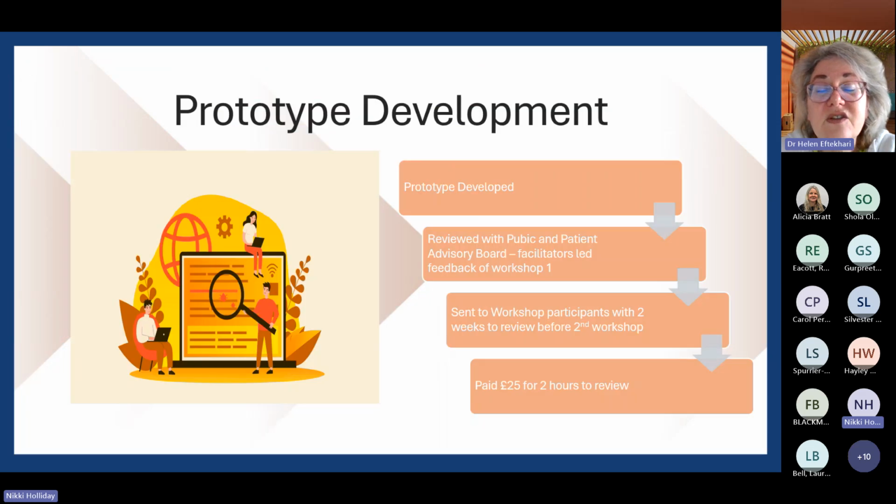Then, after the workshop, I went away and developed a prototype intervention and discussed it with the PPI board. The two facilitators who had been part of the workshops also fed back, and that helped ground me in the discussions that had taken place in the workshop. A number of pairs of ears is always better than one pair of ears. About 2 weeks before a second workshop was planned, the prototype intervention was sent to participants. Again, they were paid for 2 hours to review the intervention.